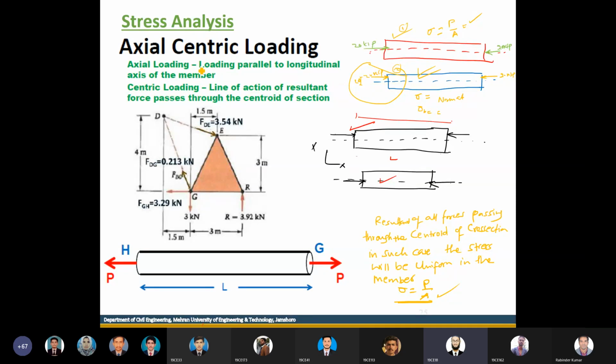Now try to look. Axial means loading parallel to the longitudinal axis. Now in both cases the load is parallel to the longitudinal axis. Longitudinal means lengthwise. So here it is parallel to the longitudinal axis, and here also it is parallel to the longitudinal axis. So this is axial loading.